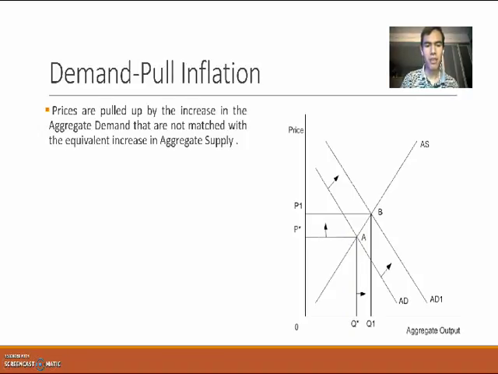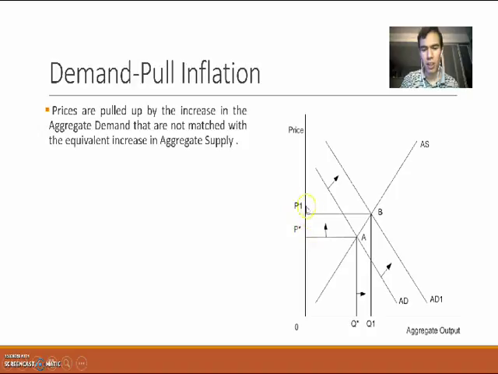Okay, so what happens when there is a shift in the demand? There is an increase in the demand. Well, we have a new curve of aggregate demand, AD1, that moves to the right, as we see with the arrows here. We have a new point of equilibrium B, where we have the new aggregate output Q1 and a new level of prices, P1.